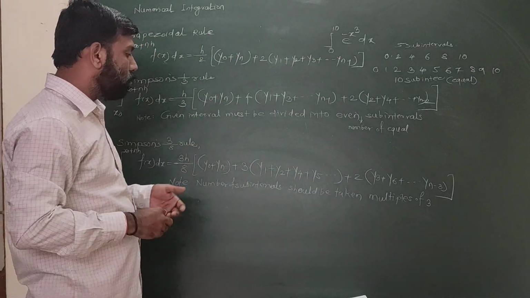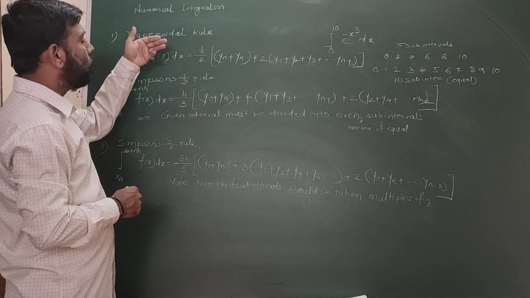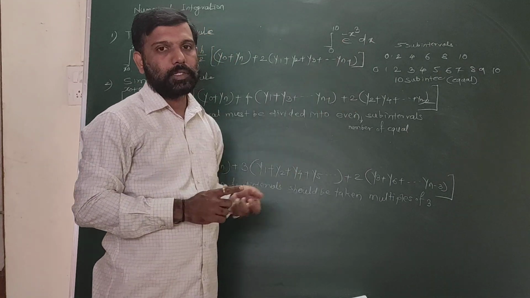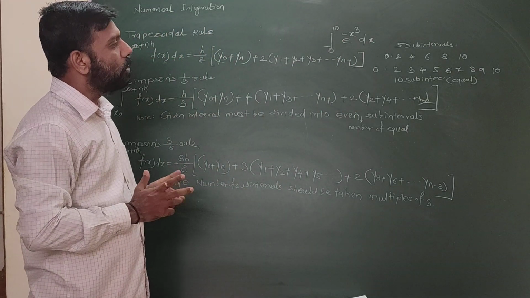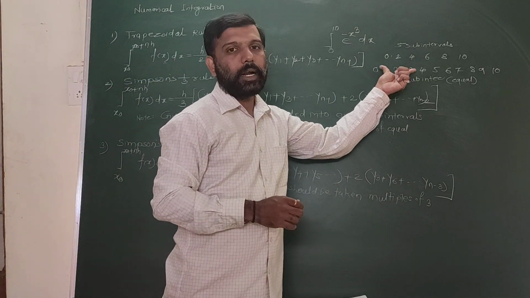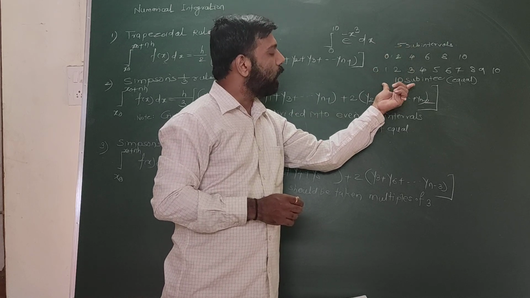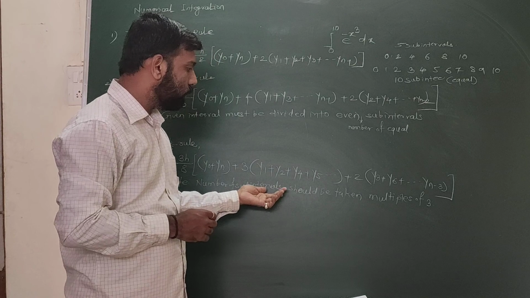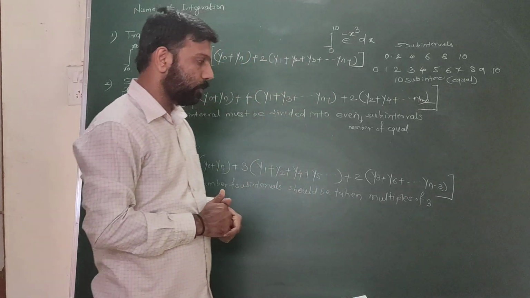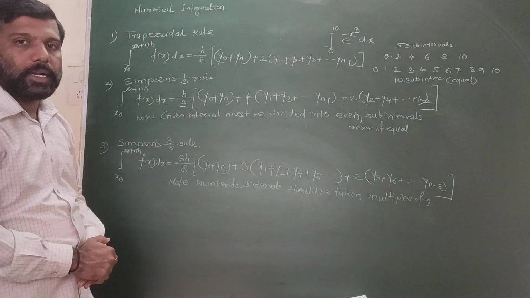Depending on the formula, Simpson 1/3, Simpson 3/8 or trapezoidal rule, we'll accordingly choose the subintervals. If we need an even number of subintervals, we divide like this. If we require odd numbers, like this. Again, the condition for Simpson 3/8 is to divide the interval into multiples of 3. So this is just the introduction to numerical integration. Thank you.